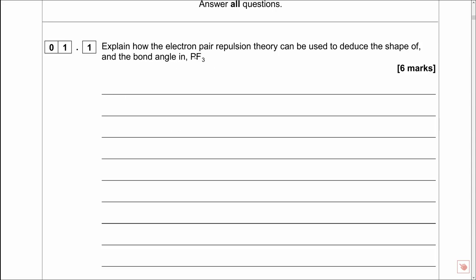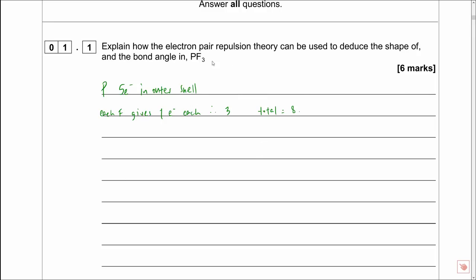If I was to do this personally, I'd look at PF3 and say, right, phosphorus is on the periodic table in group 5. I'm trying to remember off the top of my head now, I think it's in group 5. So we'd say it's got 5 electrons in its outer shell. This is how I would always work out a shape. Fluorine's coming in, so each fluorine gives 1 electron each. Therefore, it's going to be 3. So at this point, the total electrons is going to be 8. That's how I would always look at it.